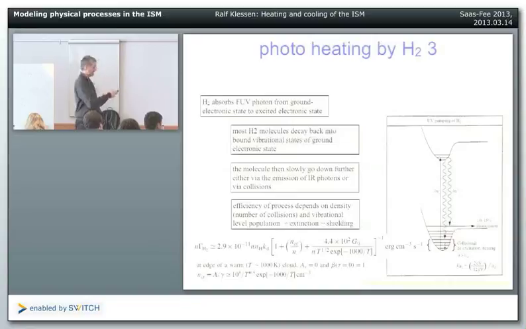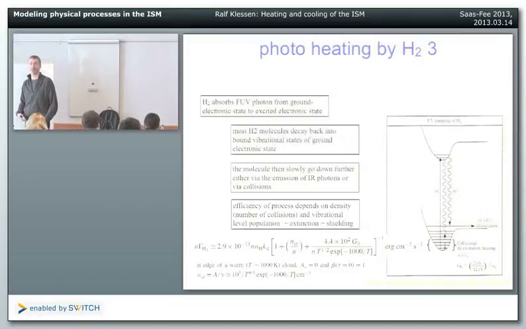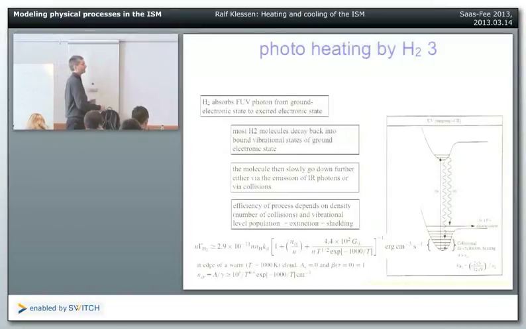Now, the other thing that can happen is that it excites down into a bound vibrational state of the ground electronic state, but it's still excited, and by infrared emission or collisions, it can hop down. And this is now, of course, much more complicated, because in order to calculate it properly, you need to know the level population down here.